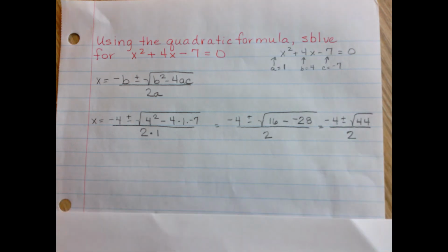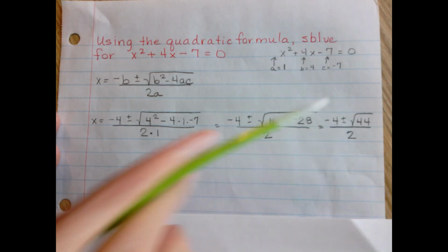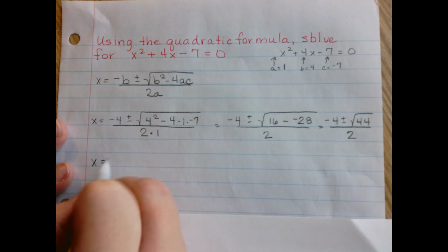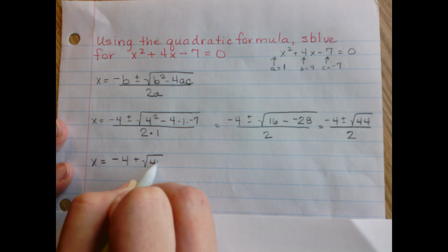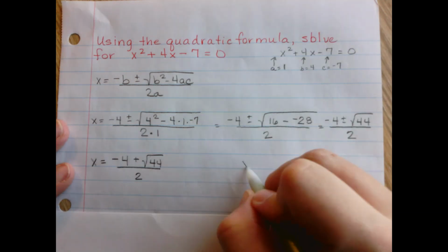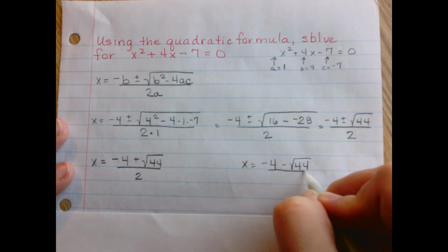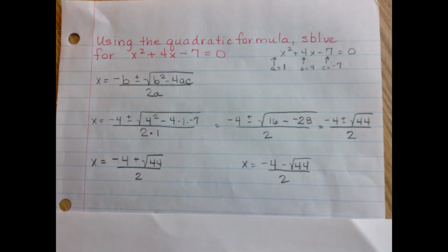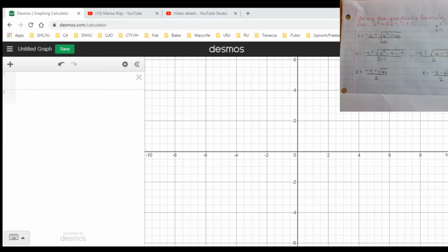Now here's where you have to get your calculator, and I'm going to share the Desmos graphing calculator with you in just a minute. I'll show you how I type these in. Remember, we keep saying this plus or minus. So you actually have 2 values here. You have negative 4 plus the square root of 44 divided by 2, and you have negative 4 minus the square root of 44 divided by 2. Let me show you how I put those in the Desmos graphing calculator, which I'm going to link below in the description so you can see that.